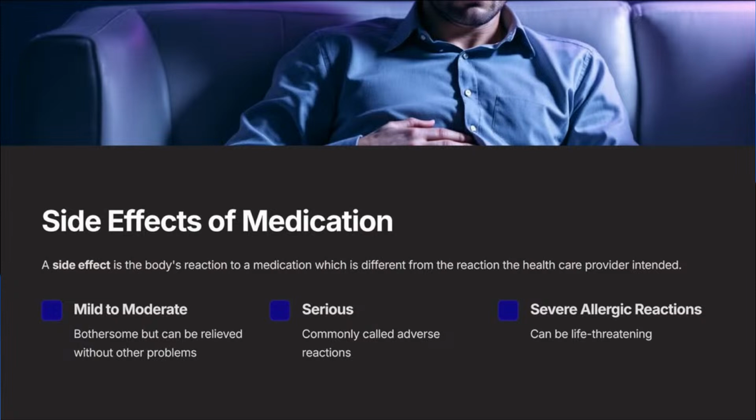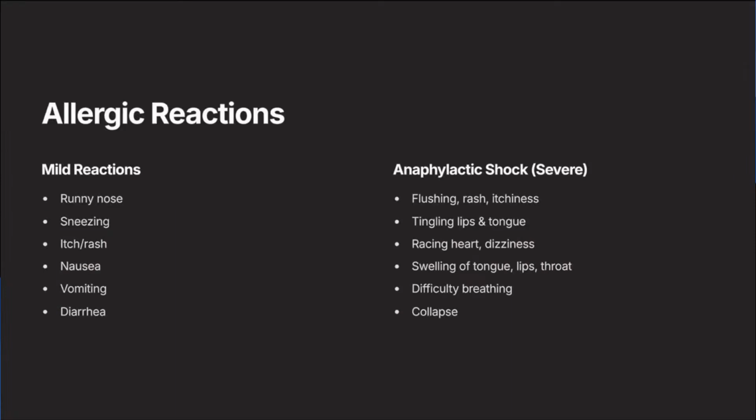And then our severe allergic reactions, those can be life-threatening. And whenever we have a life-threatening emergency, we call that anaphylaxis. So let's just go back through our allergic reactions. We have those mild reactions: runny nose, sneezing, itch, or a rash, pretty much localized. They can become nauseated, they can vomit, they can also start having diarrhea.